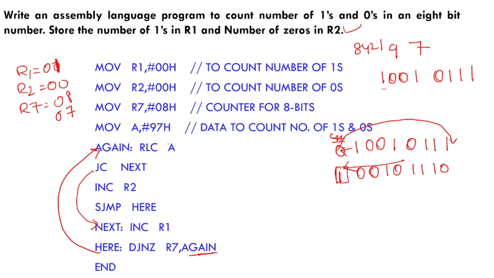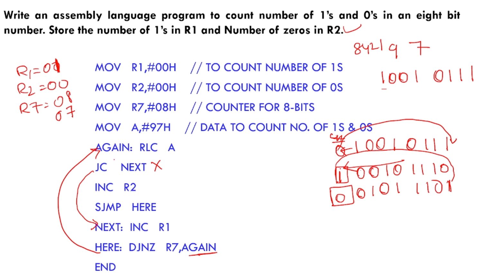So now again you need to rotate along with the carry. If you rotate along with the carry, what will we get? This will come here, 0 1 0 1 1 1 0, and this 1 will come to this side, right? Now you can see the carry is 0. So it will check jump if you have a carry. There is no carry, right? So it will skip this instruction and go to increment R2.